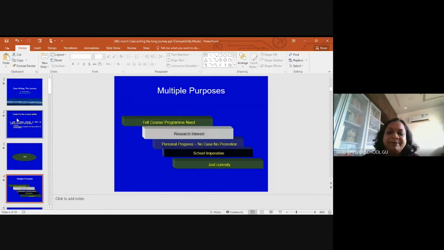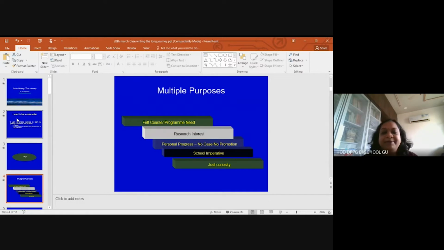There are multiple purposes behind case writing. First is a felt course or program need. Many times, because of the course requirement, you want to be a case writer, or because of the requirement of the program itself, you want to become a case writer. That may be the purpose.